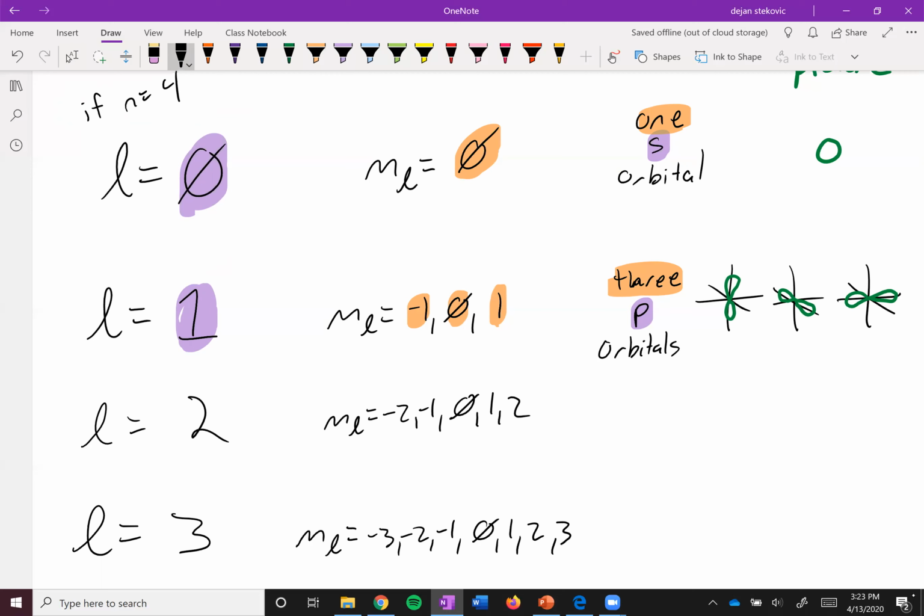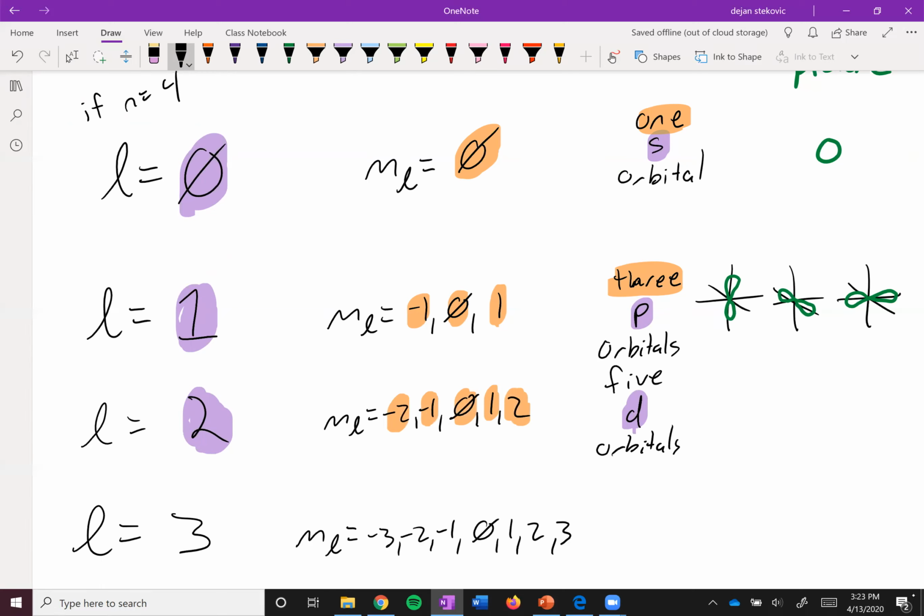Next up, we have L equaling 2. When L is equal to 2, we have d orbitals. And think about how many d orbitals we are going to have. Well, M sub L can be 1, 2, 3, 4, 5 different numbers. So you have 5 d orbitals.